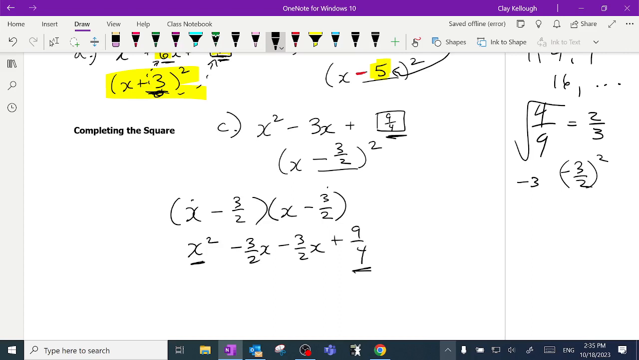And then if I add those two things in the middle, negative 3/2 minus 3 more halves, think about that as negative 6/2, which is negative 3. Aha. It's true, it's true. So that is the right answer, 9/4 and 3/2. So that's the scoop on perfect square trinomials.